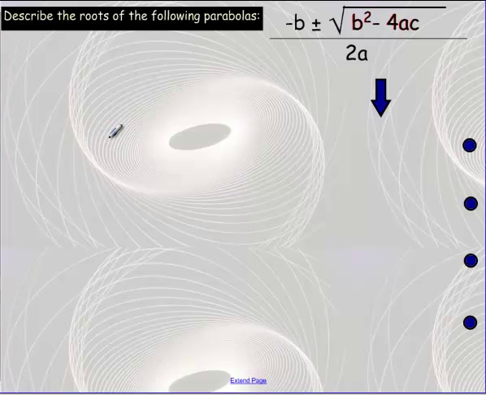Sometimes they'll ask you to just describe the roots of a parabola. They don't want you to actually find them. It's like you describing a person. Oh, you know, the person has blonde hair, blue eyes, it's a girl, she's like 5'2". I described the girl, but I didn't actually name the girl. Who was I talking about? Casey.